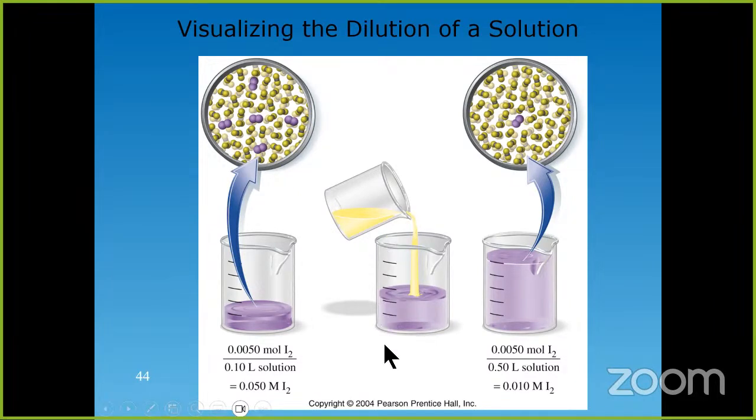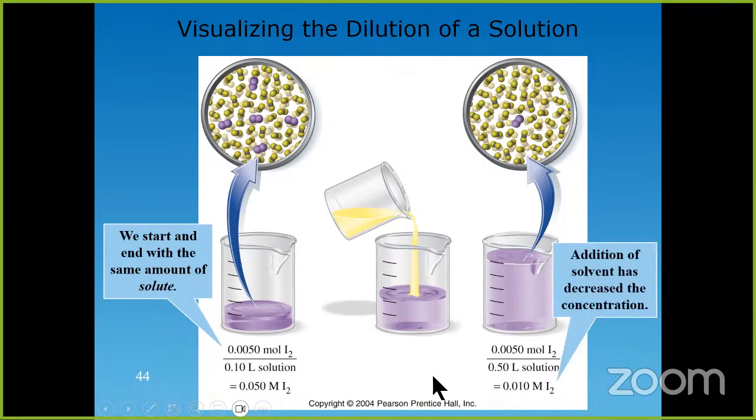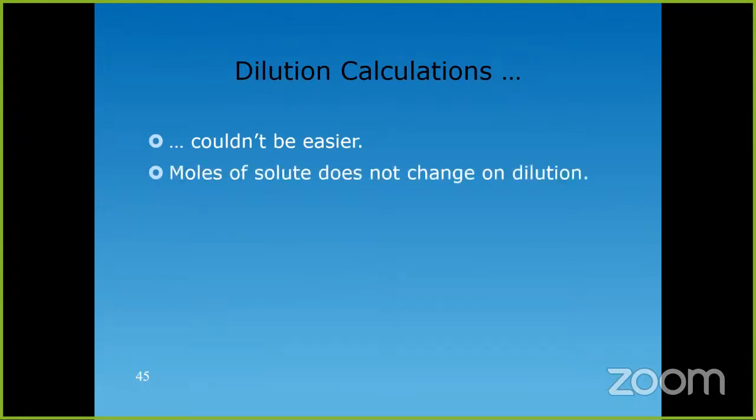When you add your water to it, your solvent to it, then what happens? The volume increases. So in this particular example, the volume increases from 0.10 liter to 0.50 liter, but you'll notice that the moles of solute doesn't change. So the result of that is that the concentration decreases from 0.050 M to 0.010 M, all right? So basically, as you increase the volume, the concentration decreases, and that relationship is an inverse relationship, all right?